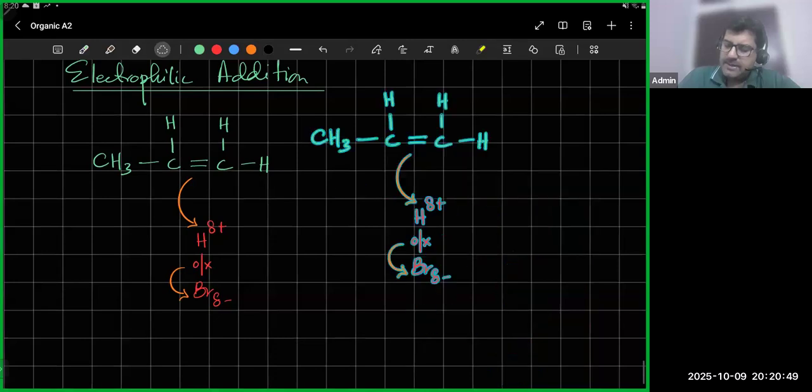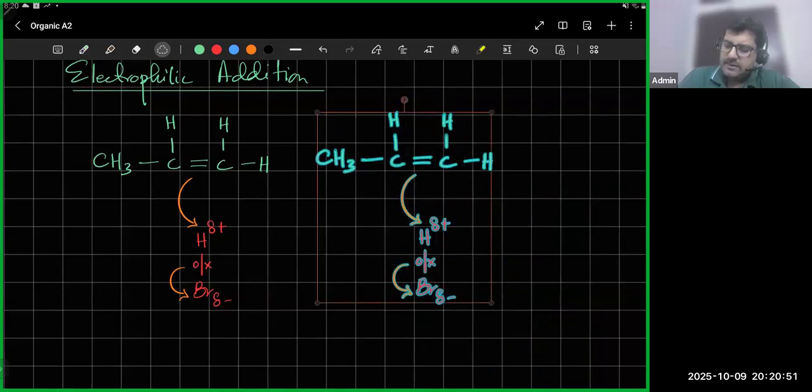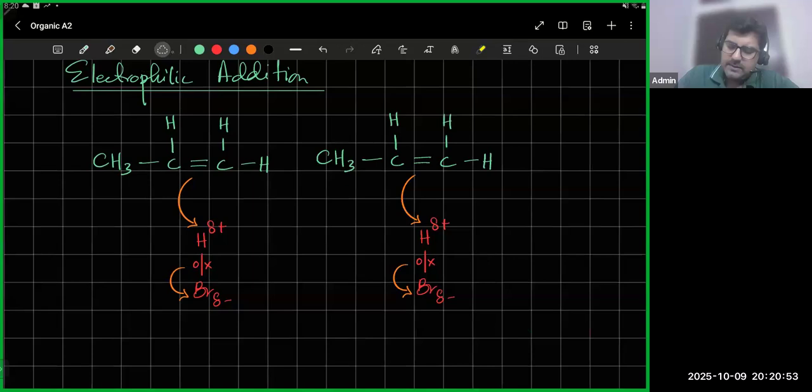So your intermediate carbocation is... the H over here will get attracted to the double bond, and it will bond with one of the carbons.